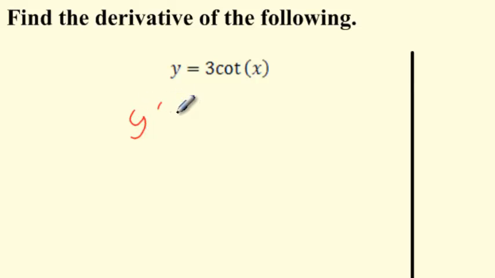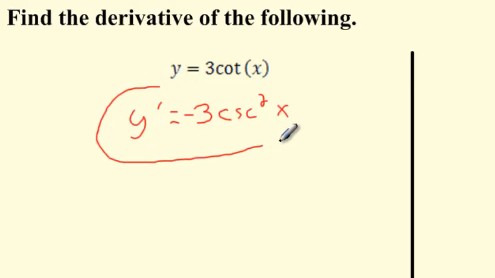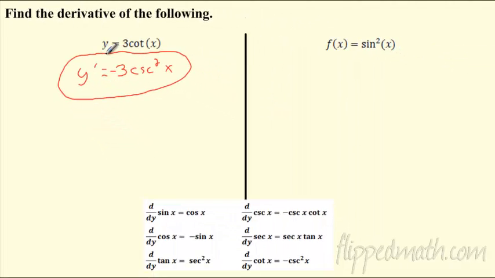So if I want to find the derivative, I've just got this coefficient of 3 in front. It just comes right on down, just like it would in the power rule. And what is the derivative of cotangent? Derivative of cotangent is cosecant squared x, and don't forget that it is negative. So those co's are always negative. They're very unhappy trig functions right there. Excellent. Moving on to the next one.